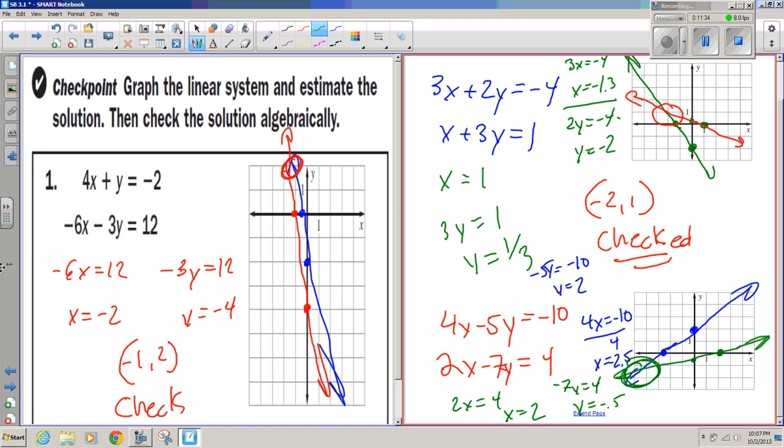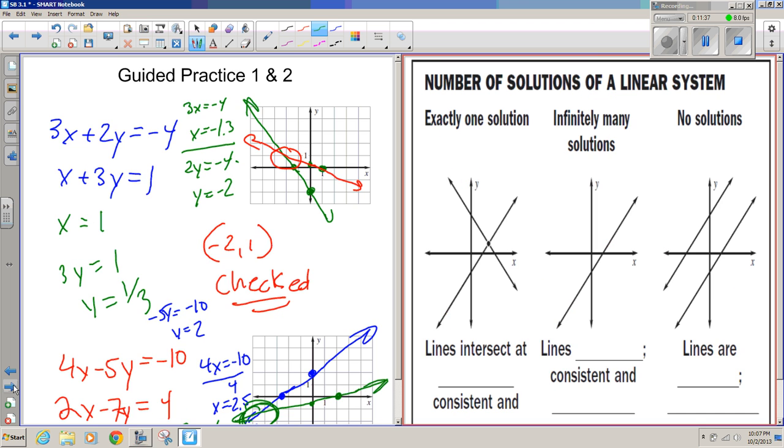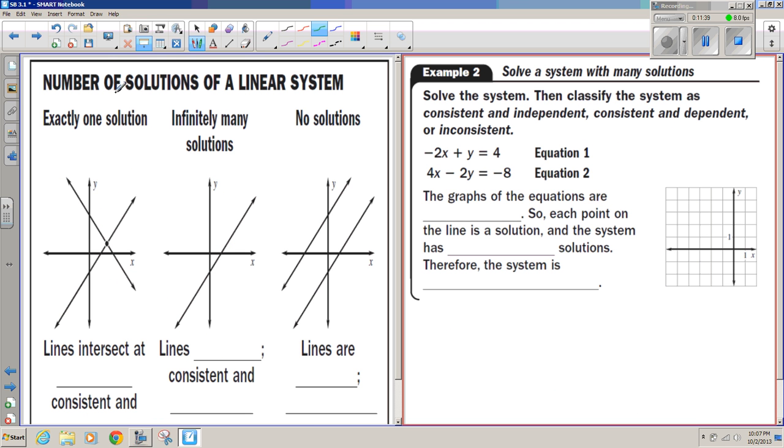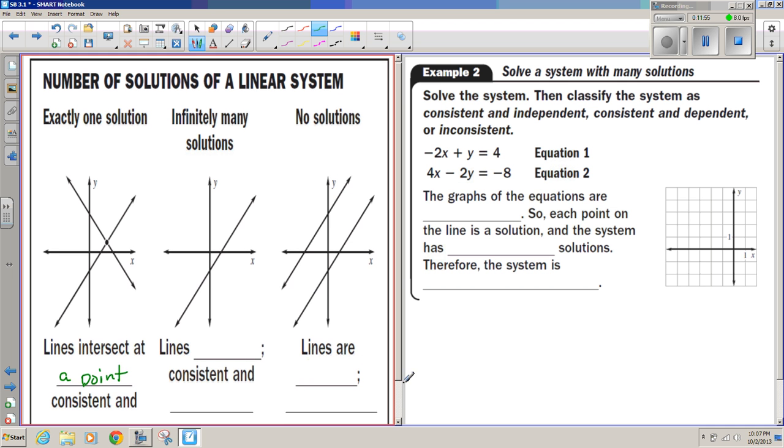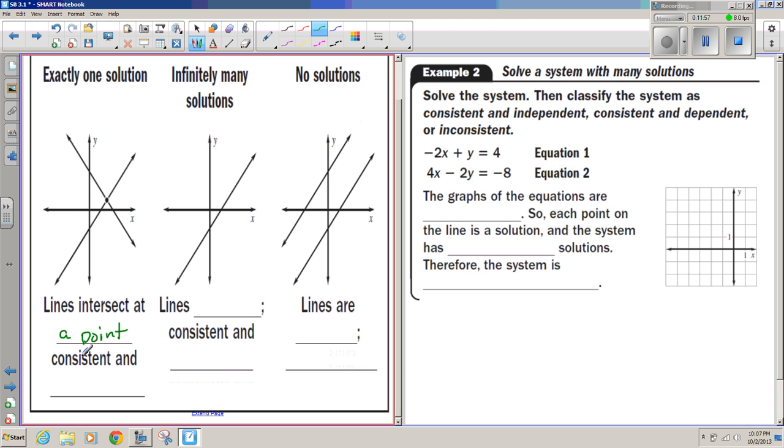All right, so that's solving it graphically. Now, we're going to talk about the different kinds of solutions. Number of solutions of a linear system. There's exactly one if the lines intersect at a point, and you would say it's consistent. You would say it's consistent and independent.